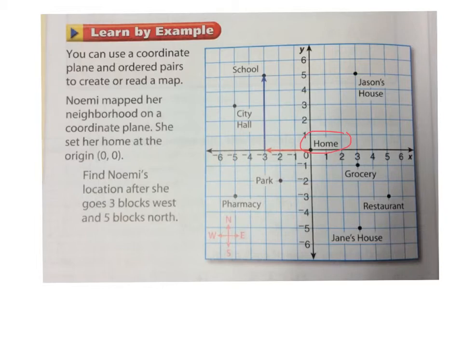Which way is west? North, east, south, west. Which way is west? So how many blocks west did she go? 3 blocks. Okay, so that's negative 3, right? And then which way is north? And how many blocks north did she go? 5. So where is she after she goes 3 blocks west and 5 blocks north? She's at school. So you can see how you can use a coordinate plane and ordered pairs to help you map things as well. Okay, so let's give it a try.